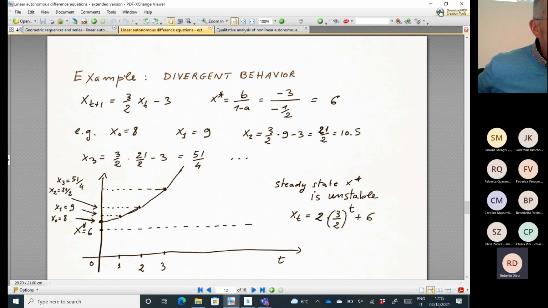Is that clear? What is the behavior here? The steady state is 6, however, the initial level of the variable is 8, the next level is 9, 10.5, 51/4, and so on. You see a kind of exponential movement away from the steady state level. And this happens because 3/2 is larger than 1 in modulus. Clear?